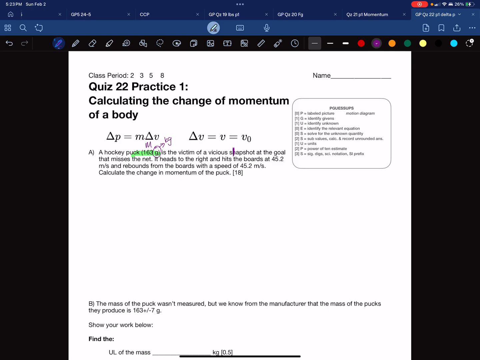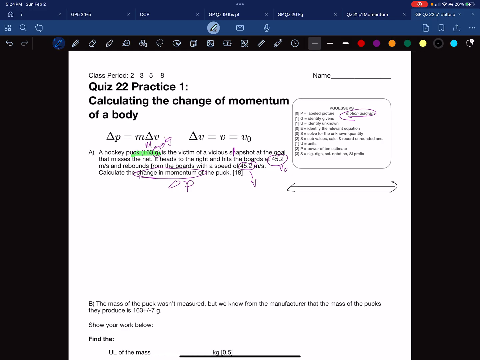It heads to the right and hits the boards at 45.2 meters per second and rebounds with a speed of 45.2 meters per second. So this is the V0, and this is the V. We want to know the change in momentum of the puck. So our picture should be a motion diagram.